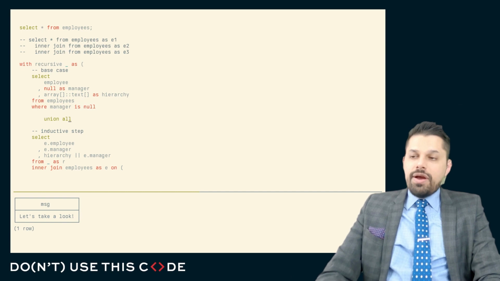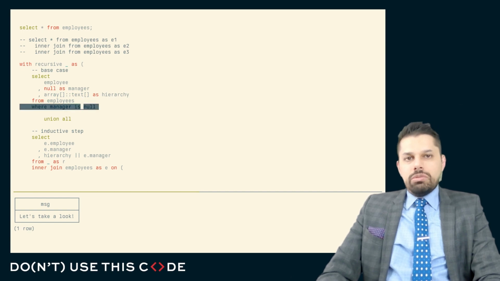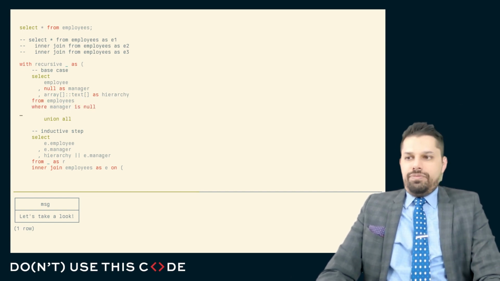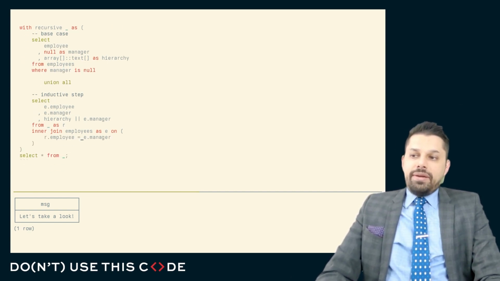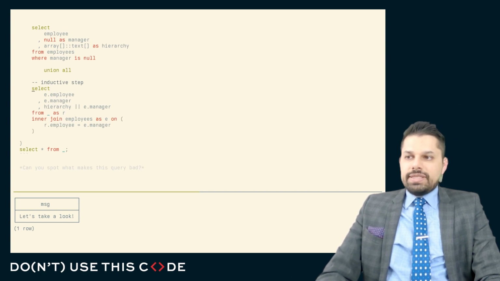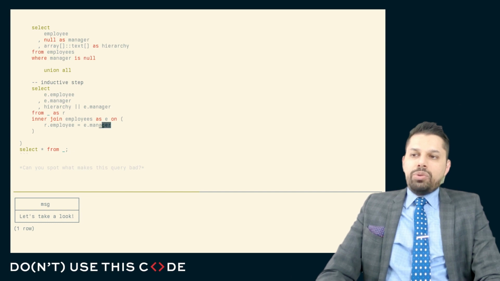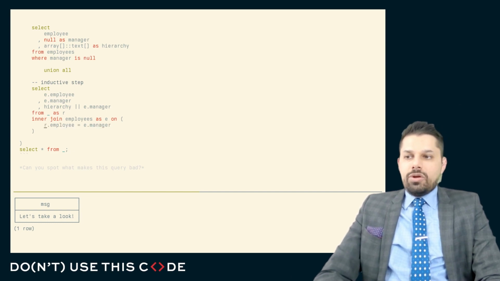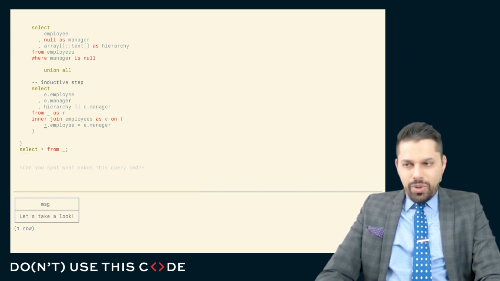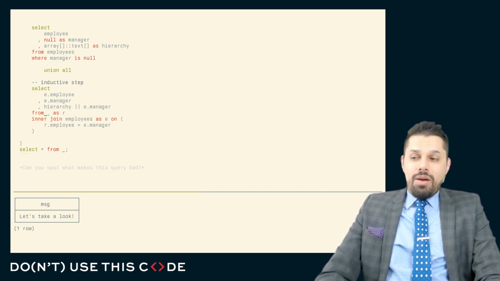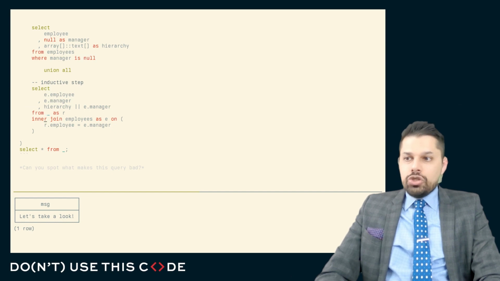So this query sets up its base case. Select the employee whose manager is null. That's the boss of the company. Then, in the inductive step, select each employee where that employee's manager is, or rather, I should just put that the other way. Select from the recurrence that we had, join it against the employees.